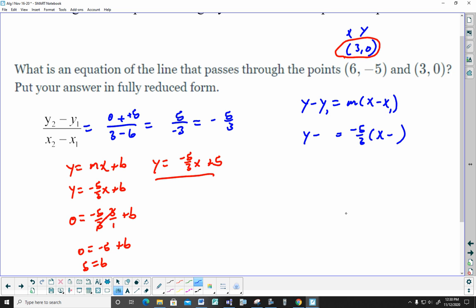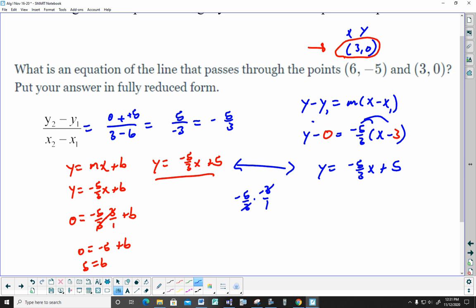Now all I have to do is fill in the x and the y. We already chose this x and y. So a 0 and a 3 gets filled in. Well, y minus 0 is just y. Now all you have to do is distribute this in. Negative 5/3 x. The two negatives make a positive, so I'm going negative 5/3 times a negative 3. The 3's cancel, and you're left with 5. Notice you're getting the same answer.